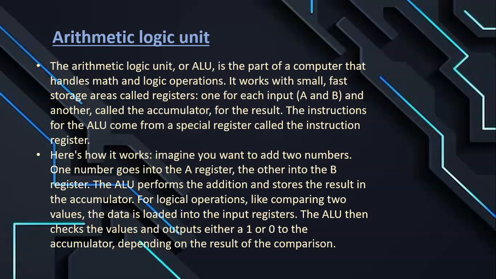Here's how it works. Imagine you want to add two numbers. One number goes into the A register, the other into the B register. The ALU performs the addition and stores the result in the accumulator. For logical operations like comparing two values, the data is loaded into the input registers. The ALU then checks the values and outputs either a 1 or 0 to the accumulator, depending on the result of the comparison.